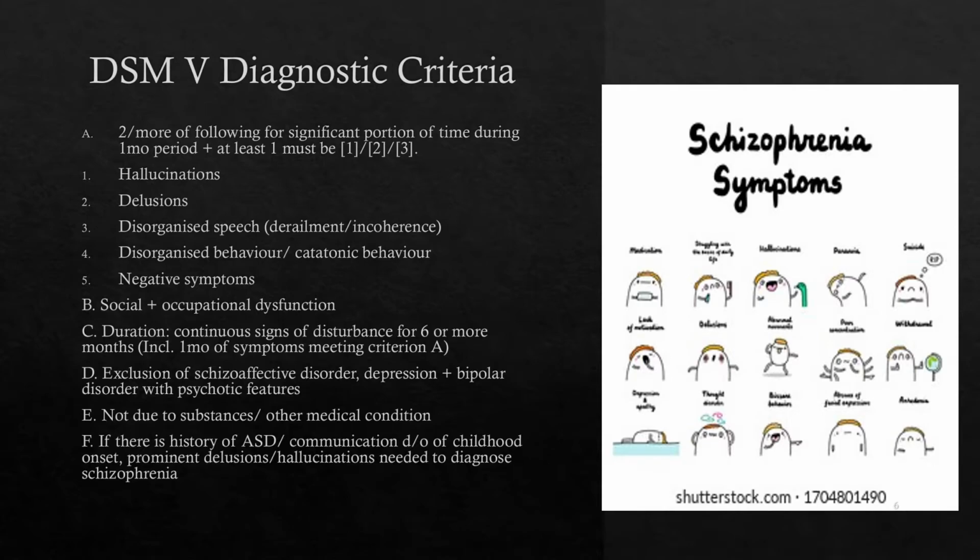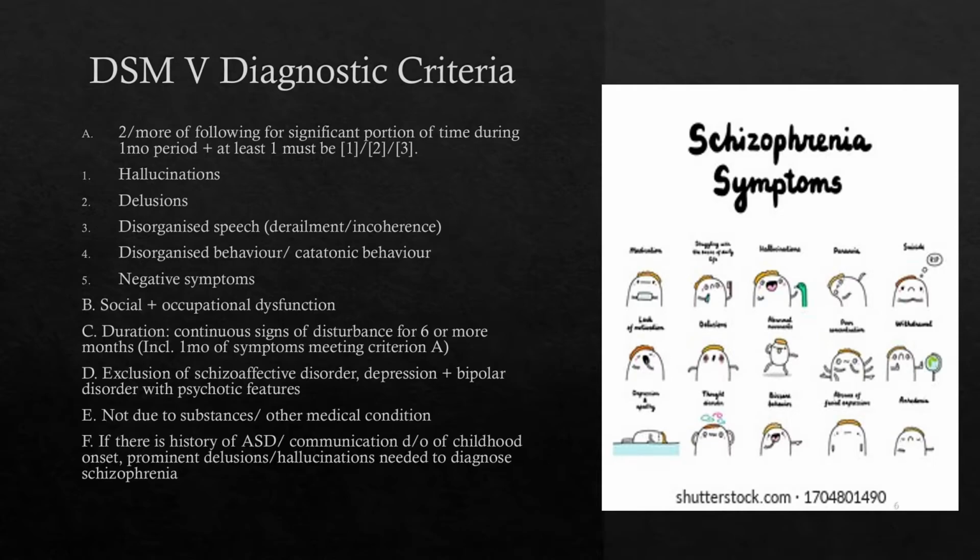Criterion B is social and occupational dysfunction, and criterion C refers to the duration. There should be continuous signs of disturbance for 6 or more months, which include the 1 month of symptoms meeting criterion A. Criterion D is the exclusion of schizoaffective disorder or depression plus bipolar disorder with psychotic features. Criterion E is not due to substances or other medical conditions, so those have to be excluded.